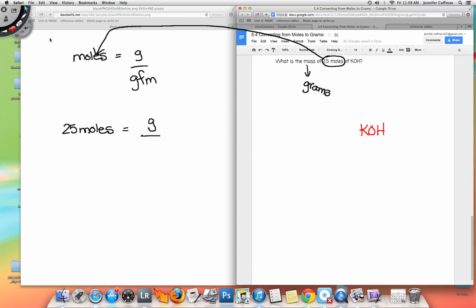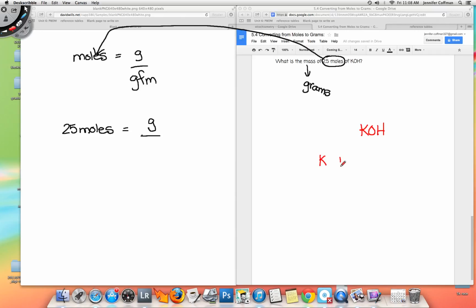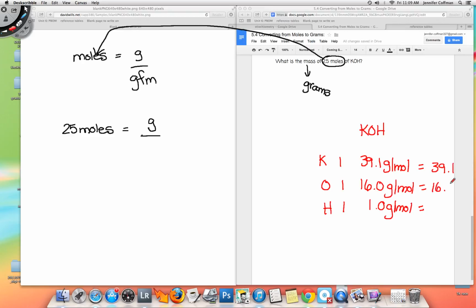Okay, KOH. K. There's one of them. It weighs 39.1 grams per mole. O. There's one of them. It weighs 16.0 grams per mole. H. There's one of them. It weighs 1 gram per mole. Now I have to multiply these out, but they're all times 1, so that's nice, easy math. 39.1, 16.0, 1.0. Okay, add them all up. 56.1 grams per mole. That's my gram formula mass.